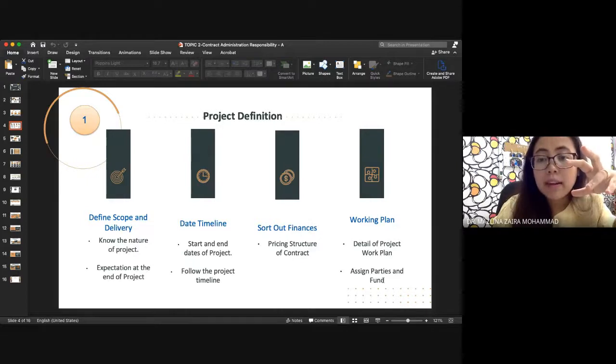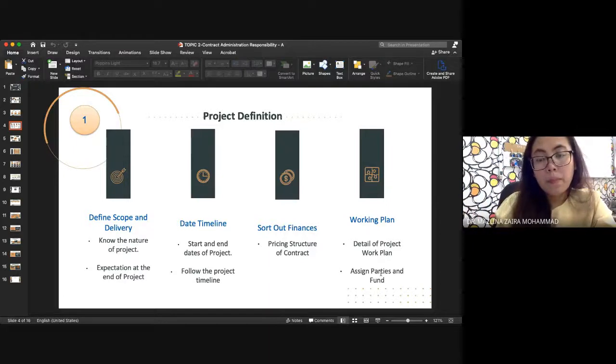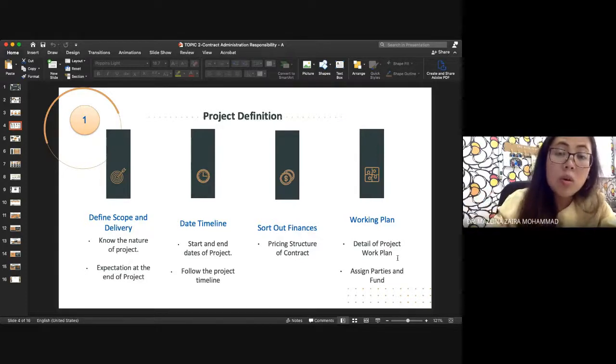Working plan means that the contractor has to prepare their project work plan. But sometimes the contract administrator already asks the contractor to do it a certain way, so the contractor has to follow. Usually they give this project work plan during tendering. The contractor already prepared it, so the contract administrator has to spell out again the details of the project work plan.